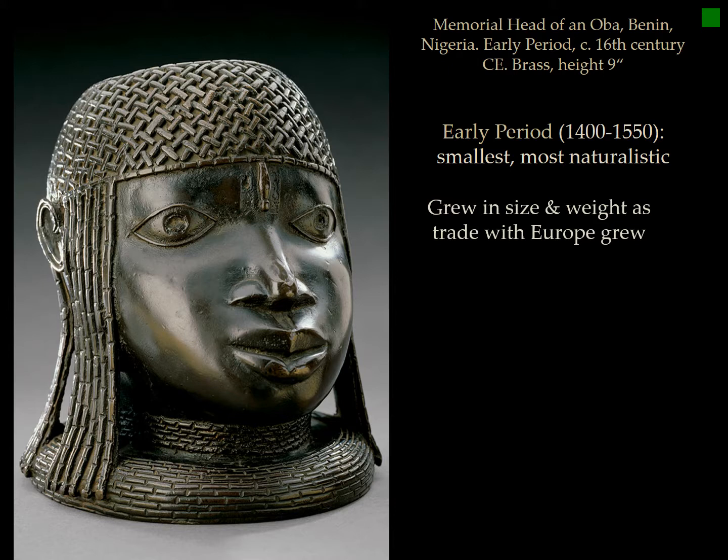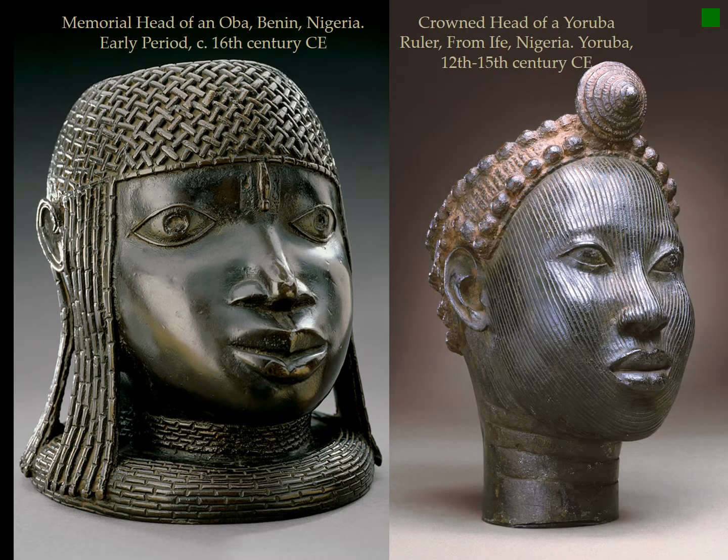These would grow in size and weight as trade with Europe grew, and this civilization became more and more advanced and wealthy from trade with the Portuguese. If we compare this to the Yoruba examples we talked about from Ife, Nigeria, that supposedly shares a common cultural ancestry, we can see how the metal casters from Ife would have been sent to Benin to assist the Oba in memorializing his ancestors to create sculptures for these altars.